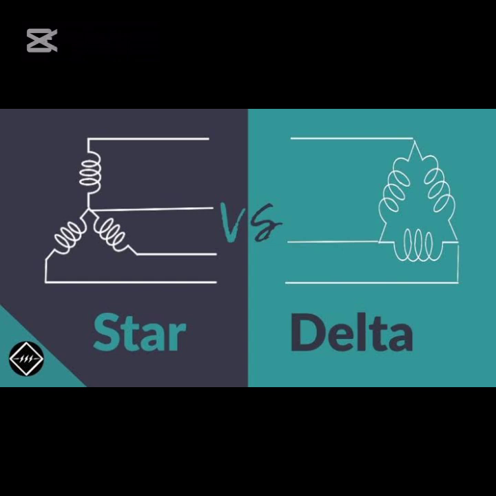Summary. Choosing between delta and star winding configurations depends on the specific application requirements, such as the need for neutral points, the starting characteristics of motors, and efficiency considerations. Each configuration has unique advantages and limitations that should be taken into account when designing or selecting electrical systems.